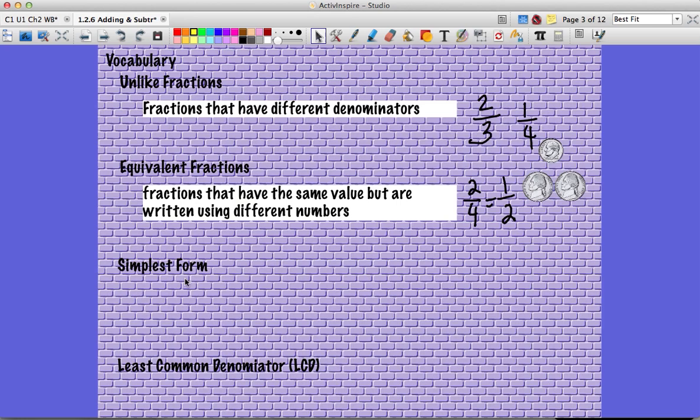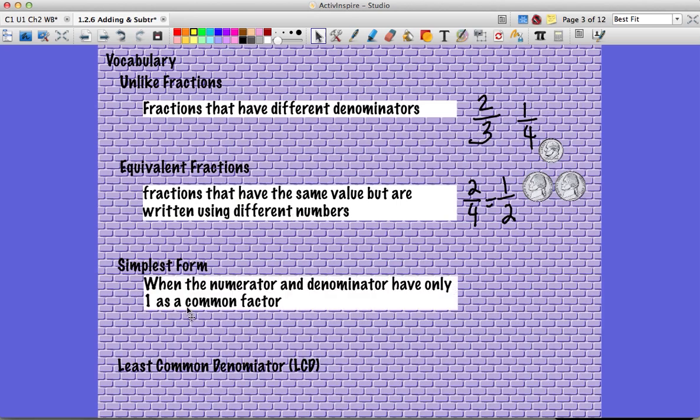Simplest form. When we look at the word simplest, we know that means easiest or sometimes even smallest. So simplest form means when the numerator and denominator have only 1 as a common factor. Now this is kind of a difficult definition. So I like to tell students that simplest form is when a fraction can no longer be divided or made any smaller. It's in the smallest terms that it can possibly be, because the top and the bottom, the numerator and the denominator, have no more factors in common.